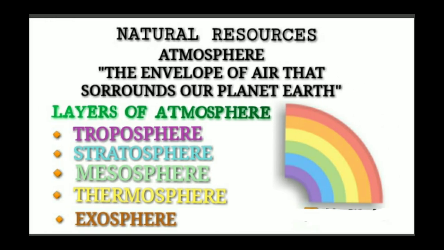Let's talk about the atmosphere. The atmosphere is the envelope of air that surrounds our planet Earth. The atmosphere consists of many concentric layers that differ in density, temperature, composition, and properties. The density of air is more near the surface of Earth, but becomes progressively rare as we go higher. This atmosphere lasts up to about 500 kilometers, and is held to the Earth by the gravitational pull of Earth.